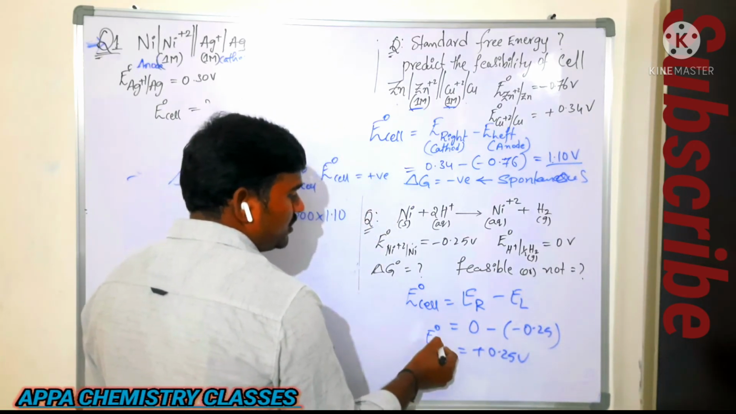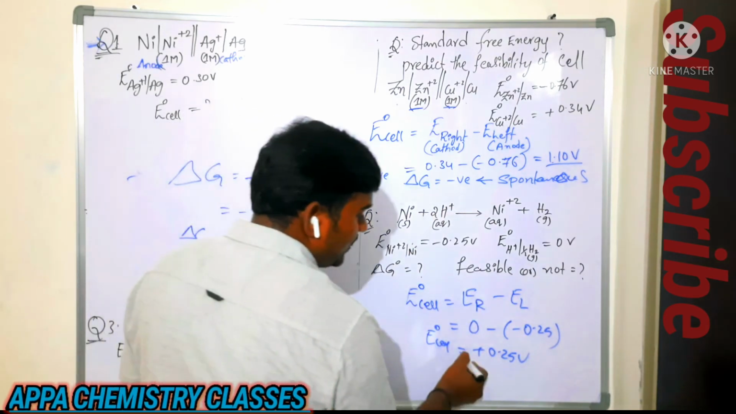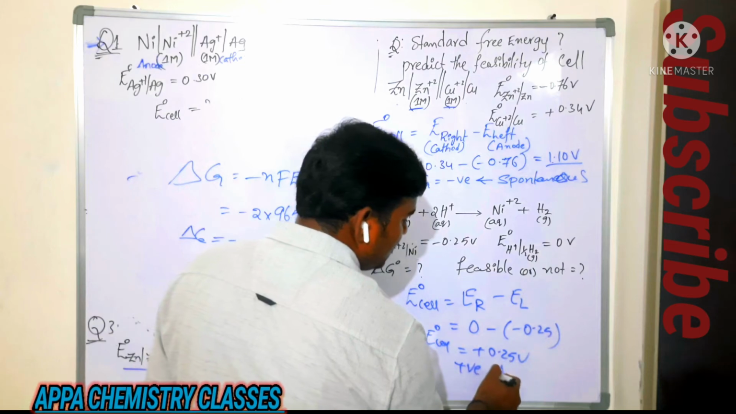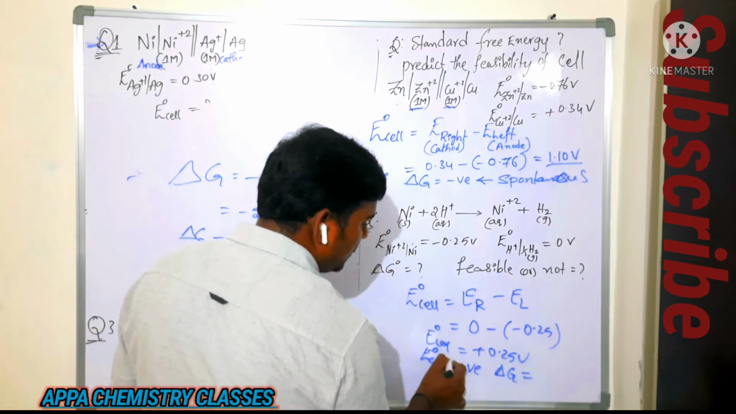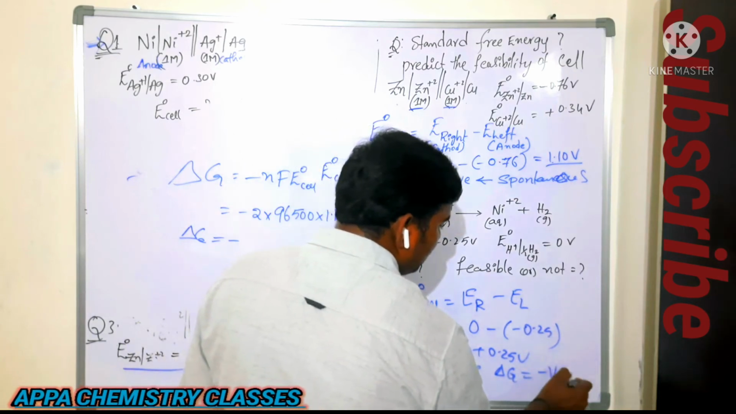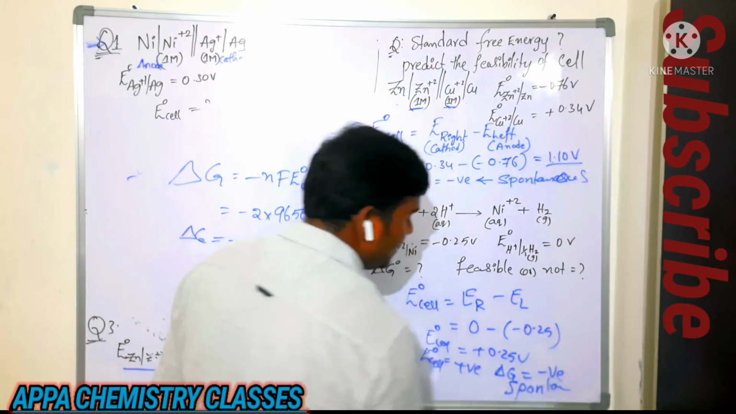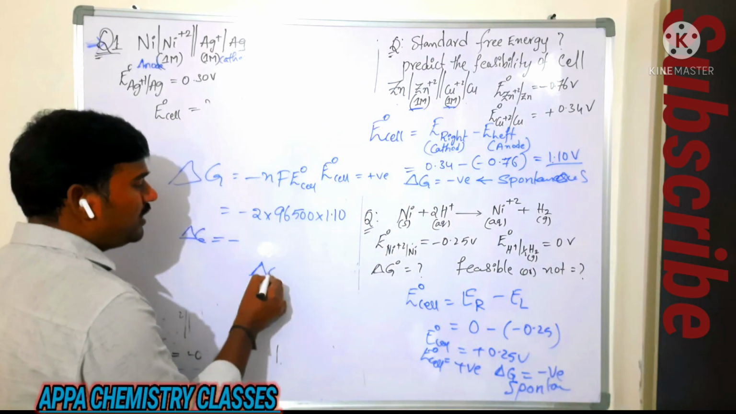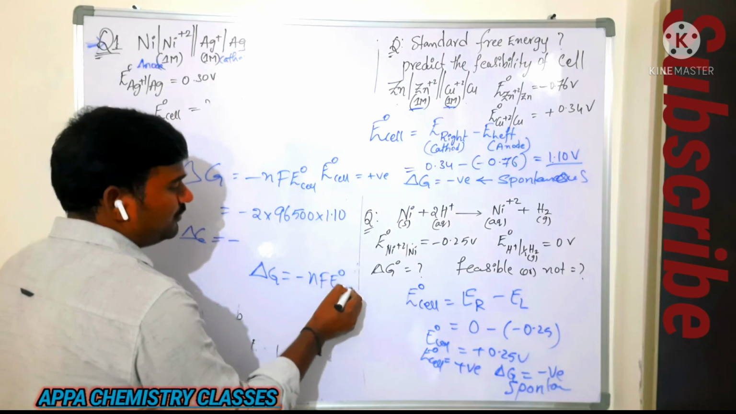Standard electrode potential of this cell reaction is how much? Plus 0.25. E naught cell is positive, means delta G is what happens here? E naught cell standard electrode potential is positive, delta G becomes what? Negative. So it is a spontaneous process. Is that clear? So how to calculate delta G? Same formula, minus NF E naught cell.